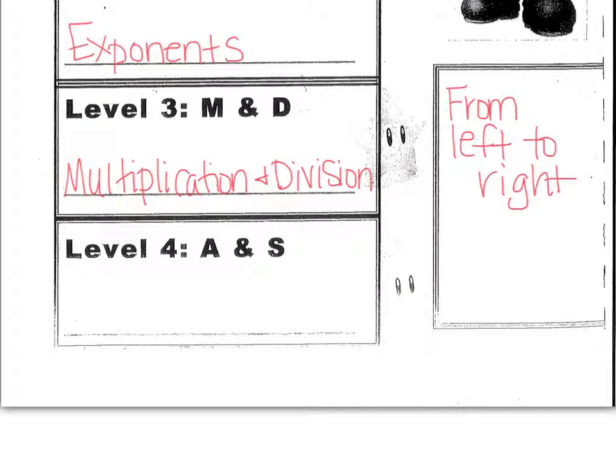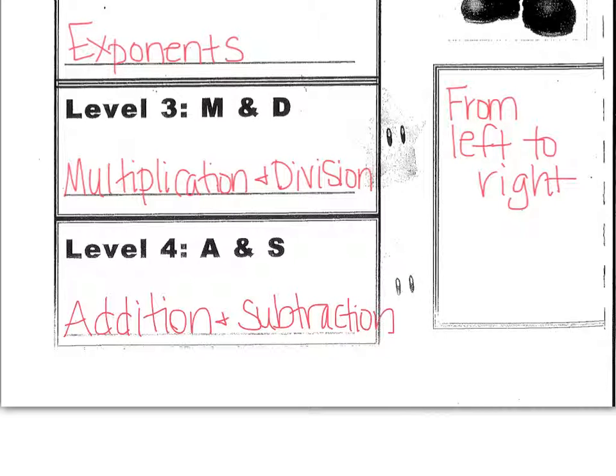And finally, the A and the S stand for addition and subtraction. Okay, and again, once we're at the point of addition and subtraction, we go from left to right, which means sometimes we would be subtracting before we would be adding. However, we have to finish all of the multiplying and dividing before we do any adding and subtracting.